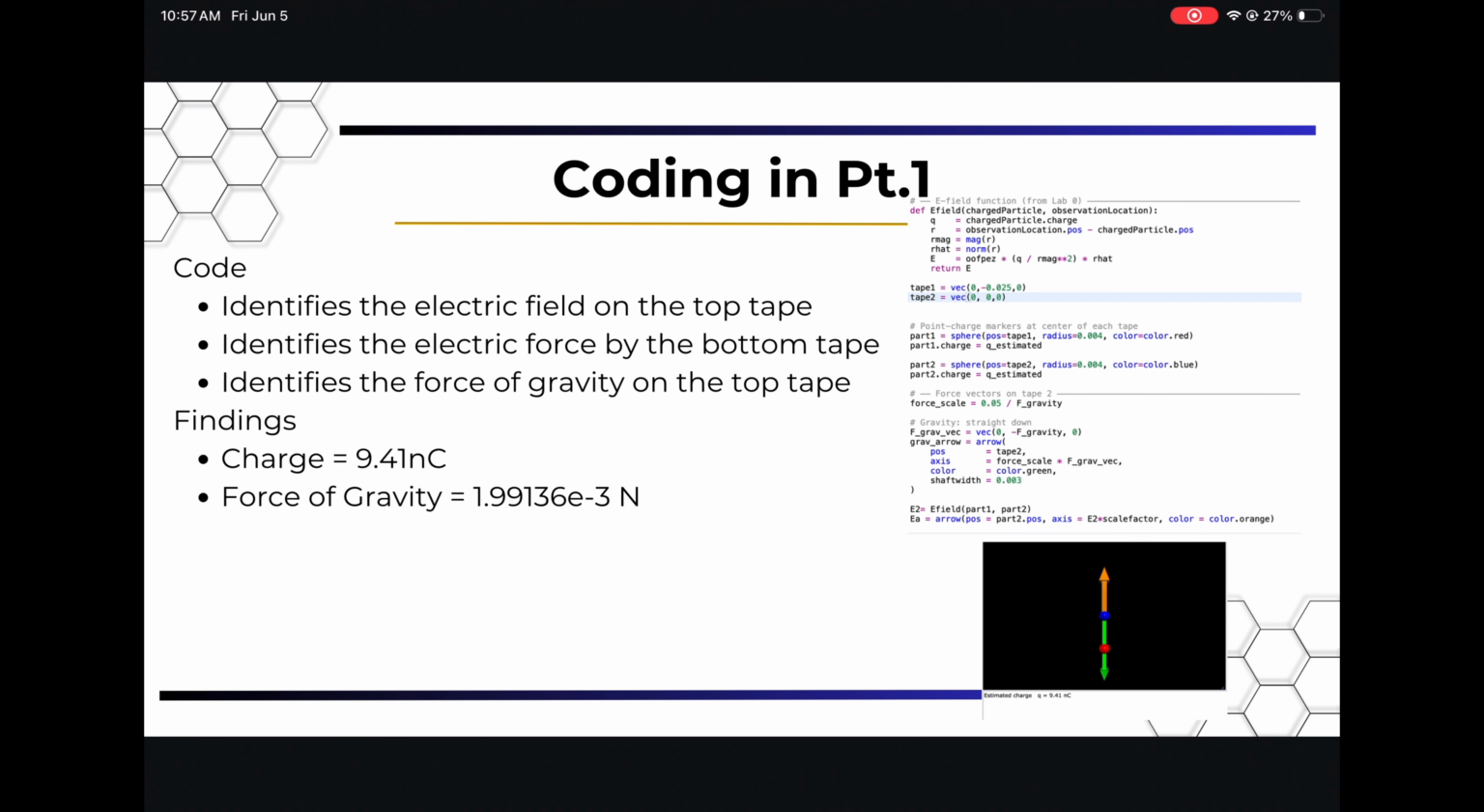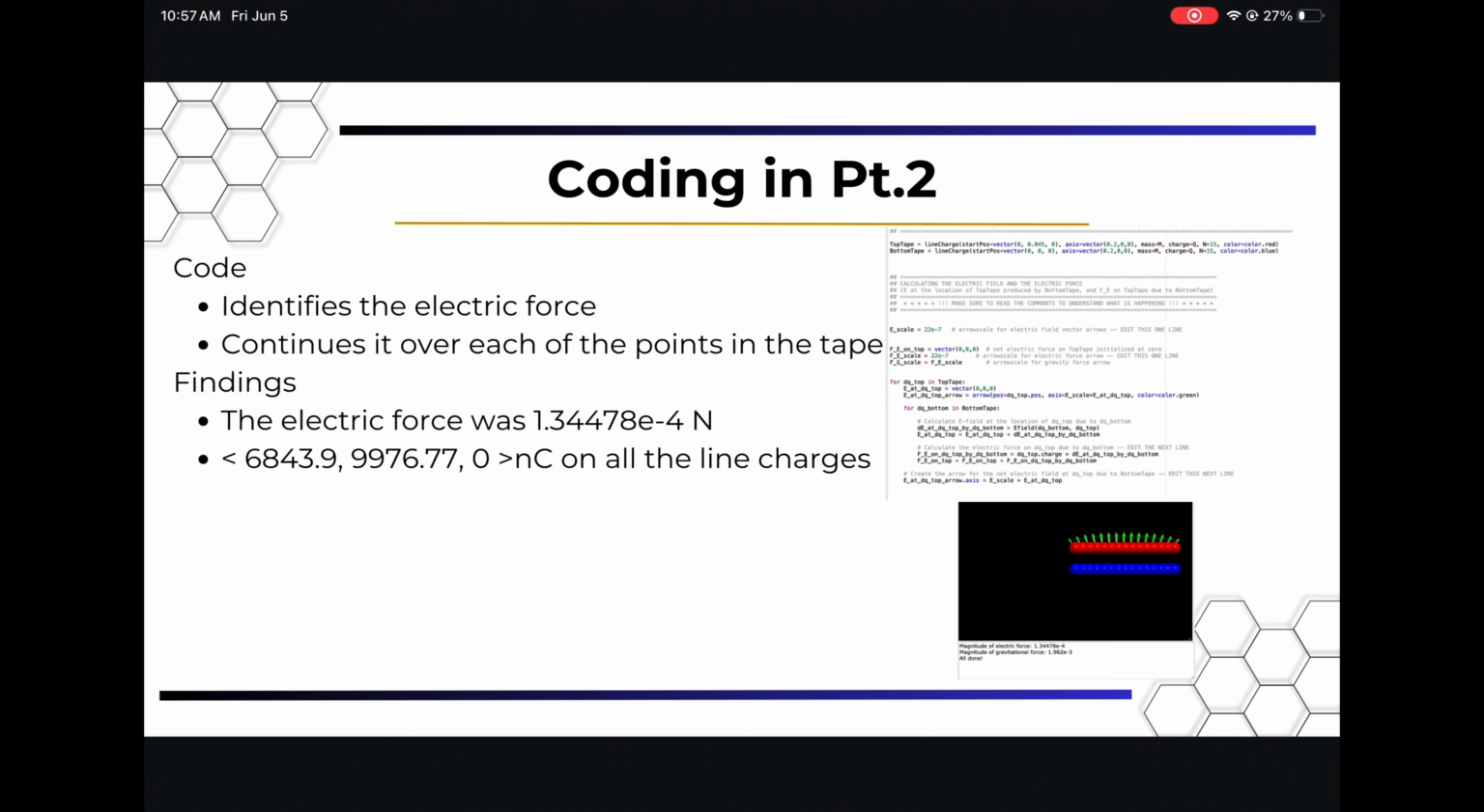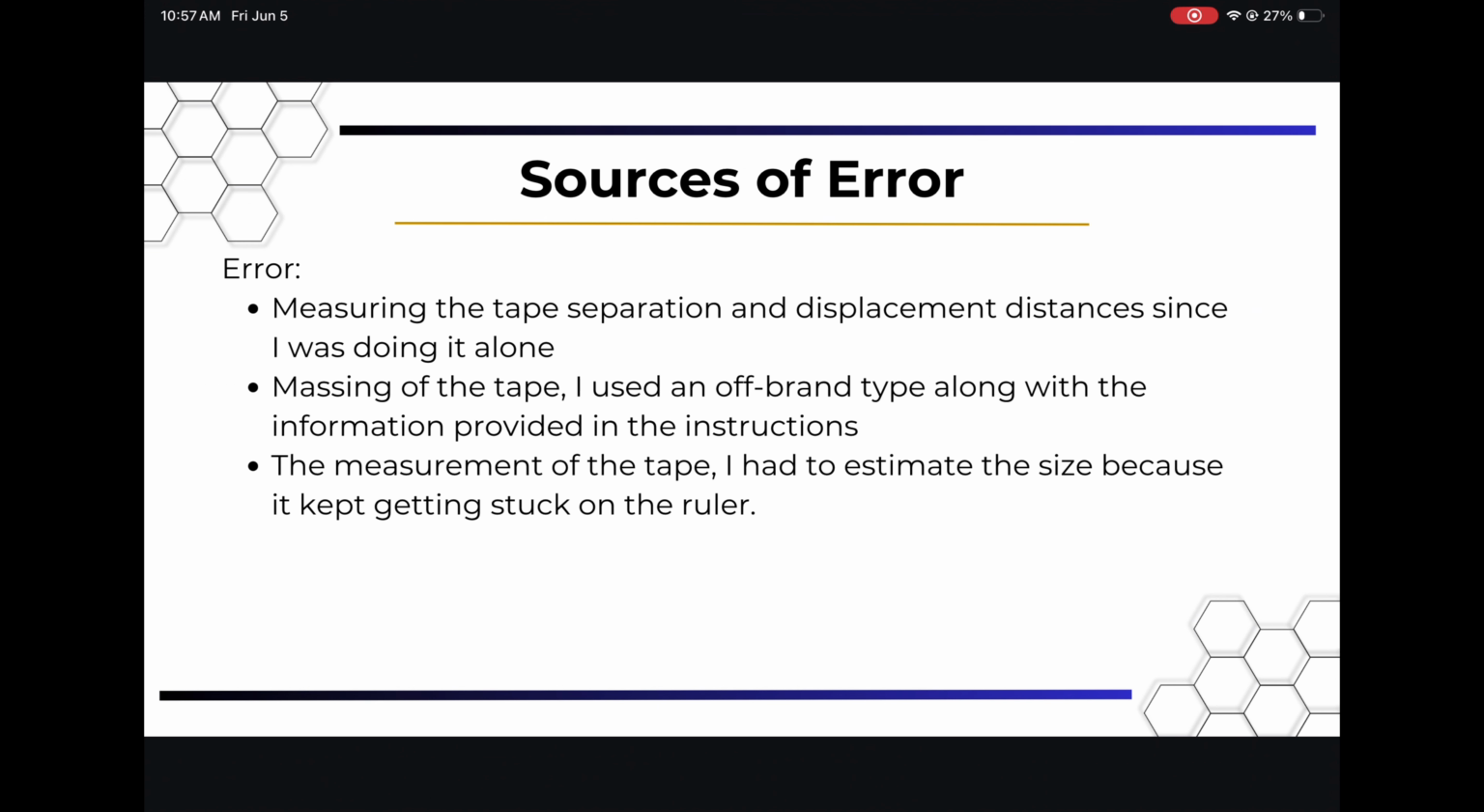So then the coding in part 2 identifies the electric force and continues it over the points in the tape. So we've got multiple point charges. The electric force was found to be 1.34 e to the negative 4 newtons. And then our nanocoulombs for the electric force are on the screen right now, based on all of the line charges. And so potential sources of error was measuring the tape separation and displacement distances.